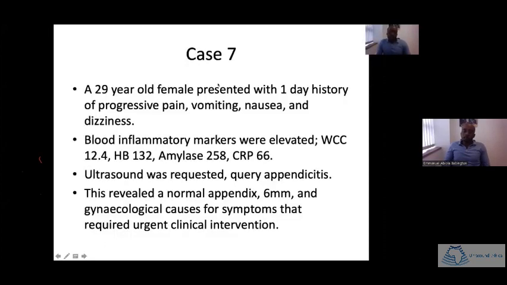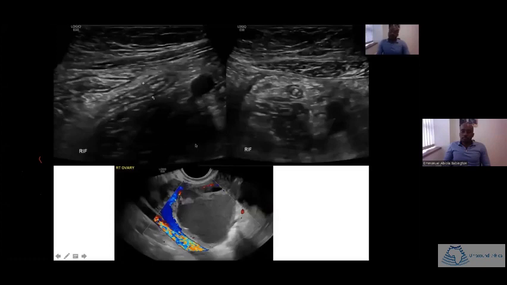And the seventh case, 29-year-old female presented with 1 day history of progressive pain, vomiting, and nausea and dizziness. The blood inflammatory markers were all elevated, including amylase. Our ultrasound was requested with query appendicitis. The ultrasound revealed a normal appendix measuring 6 millimeters and gynecological causes for patient symptoms. She was in a lot of pain when I examined her.